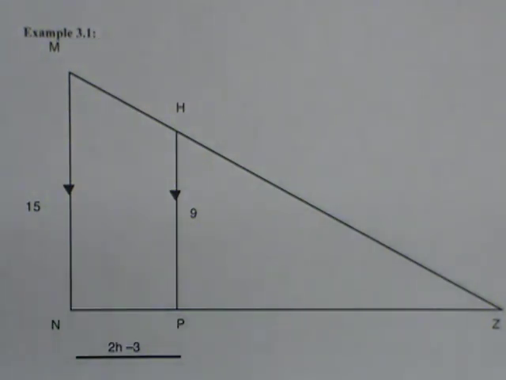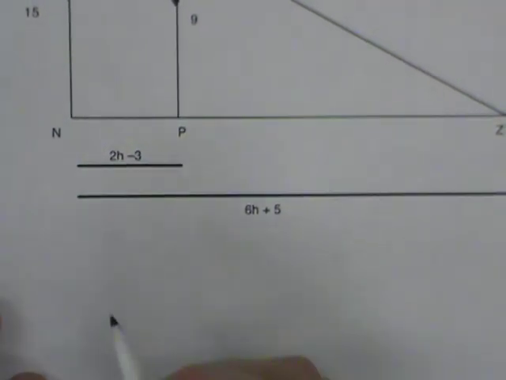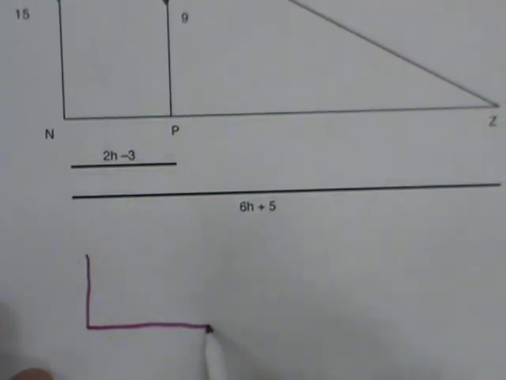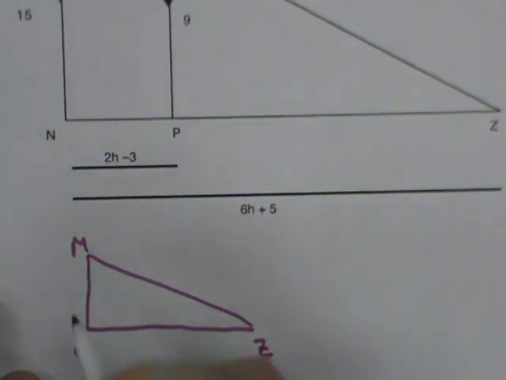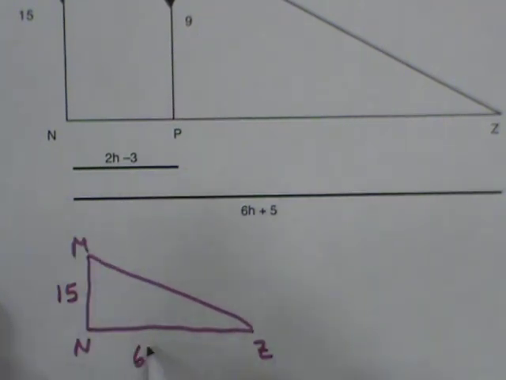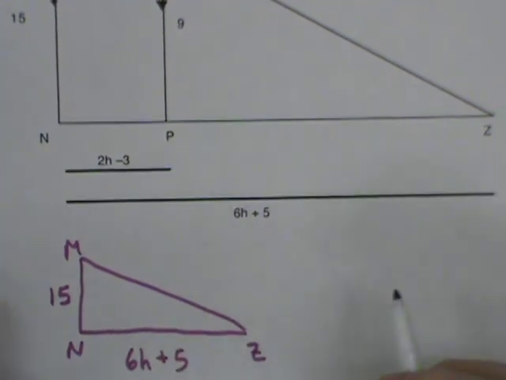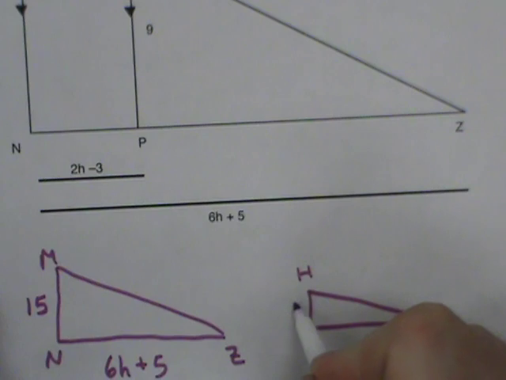So we want to start off doing the same thing we did before. Draw one big triangle, one little triangle, and set up everything you know. So here's my big triangle. I know that the big triangle, which is MNZ, has a vertical length of 15, and then the big length in the drawing says 6h plus 5. I draw a smaller triangle. This is the one that's embedded, and that would be HPZ. I know it has a vertical height of 9.